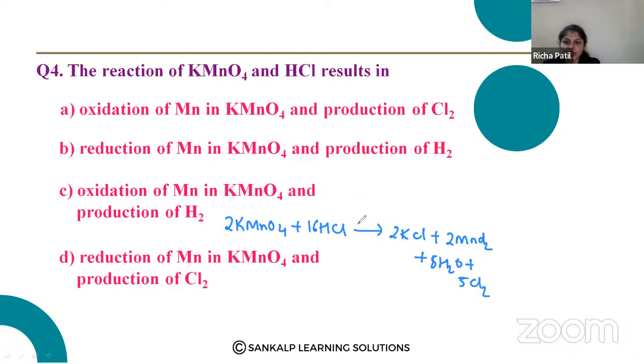Okay, so after writing, what you have obtained is the reaction of KMnO4 and HCl, it results into, so out of this, okay, so what is happening here? Yes, so this will be +7. Okay, the charge is +7. And here, what is the charge of Mn? This will be +2. So this is getting reduced, decrease in oxidation number. Decrease in oxidation number is nothing but reduction. So reduction of Mn in KMnO4 and production of Cl2. So this is D. The correct answer is D.